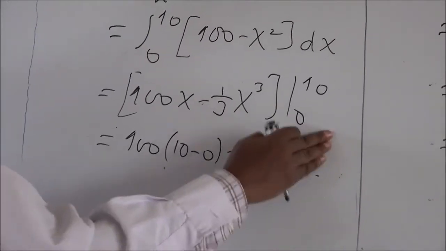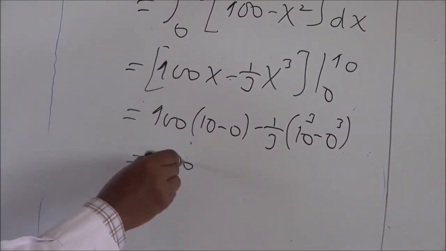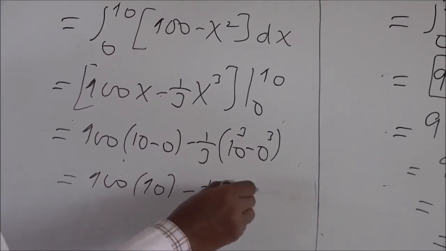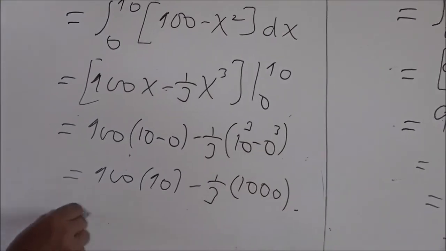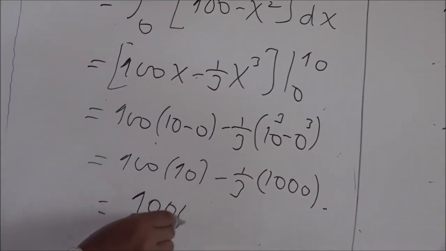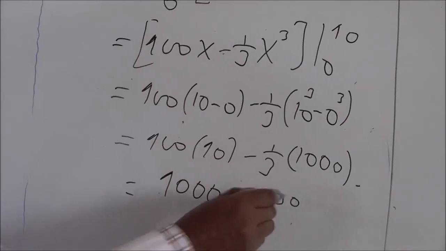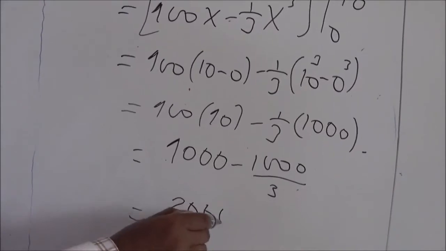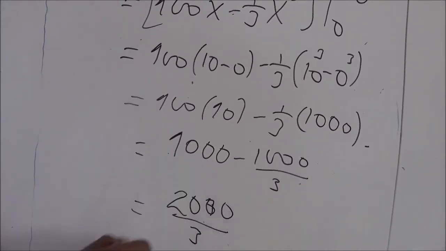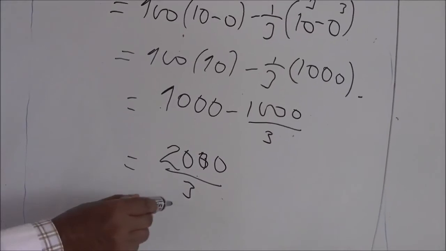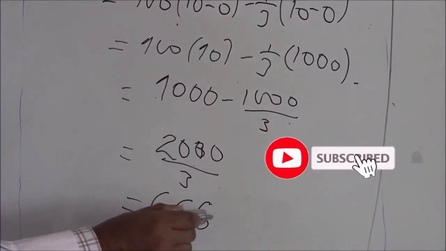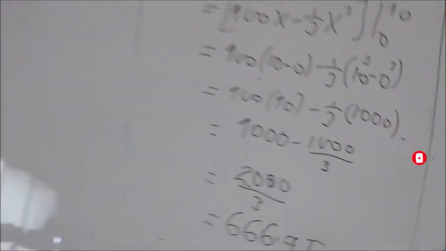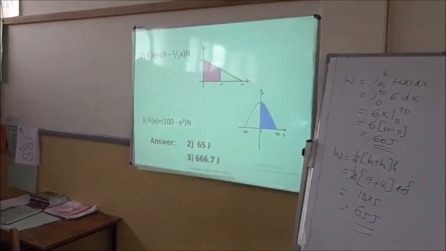So you'll have 100 times 10 minus 1/3 of 1000, which is 1000 minus 1000 over 3, 3000 minus 1000, 2000 over 3. So if you divide 2000 by 3, we'll have 666.7 joule. So this is the work done by this variable force.